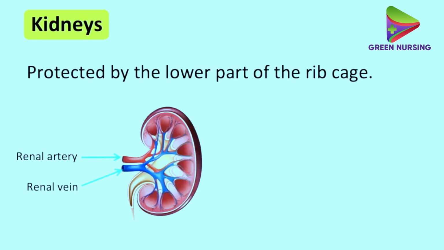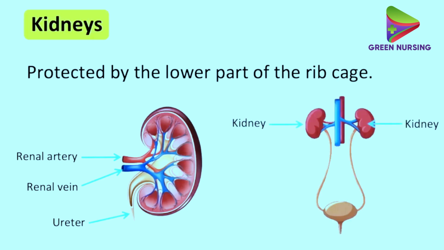Any excess water and waste leaves in the form of urine. Narrow tubes called ureters carry the urine into the bladder to be released. So here we have the kidneys. The narrow tubes extending from the kidneys are called ureters, and these carry urine into the bladder.